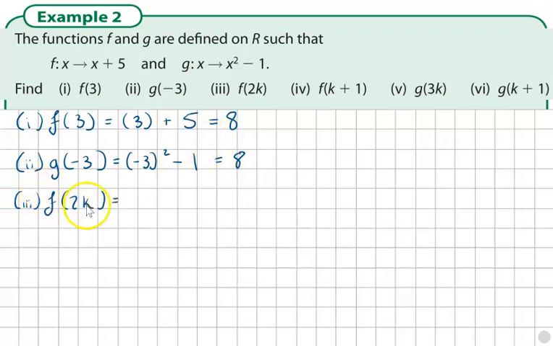Part 3, f of 2k. We go to our function f of x, we swap the x for brackets, and into the brackets we put 2k. And 2k plus 5 is just 2k plus 5. We can't simplify that anymore.